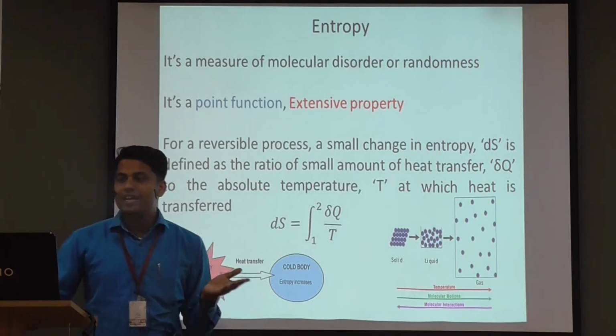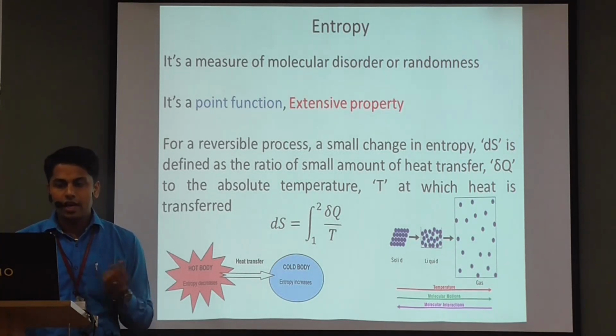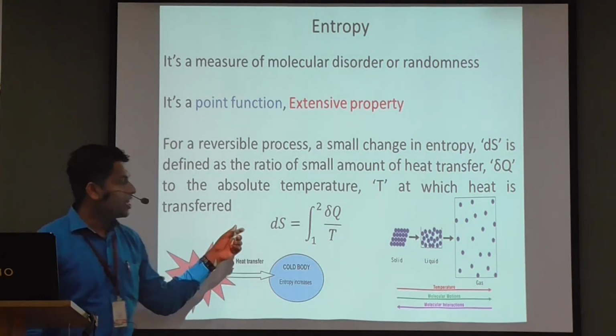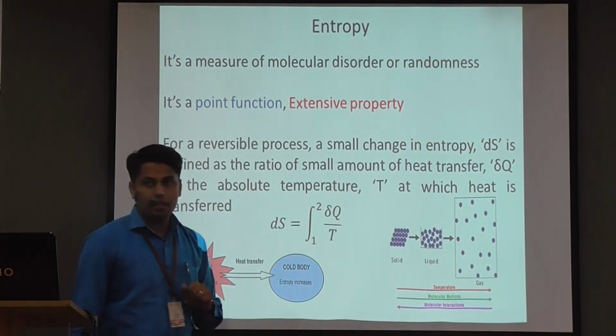So entropy is a measure of molecular disorder or randomness. It is a point function or extensive property. And the formula for change in entropy is represented as dS equal to the integral from 1 to 2 of delta Q by T.